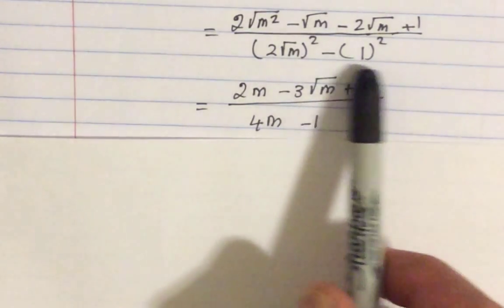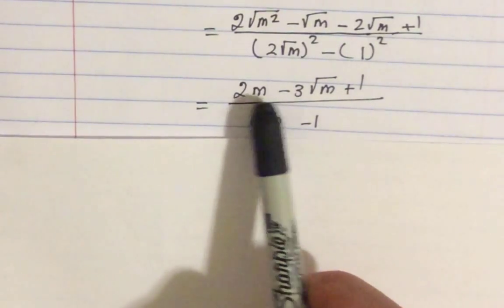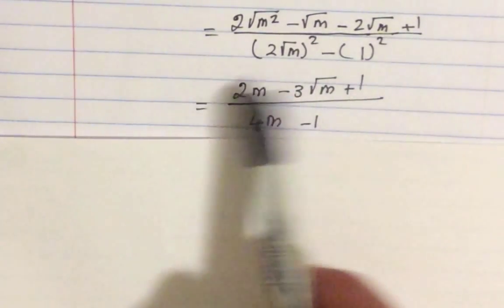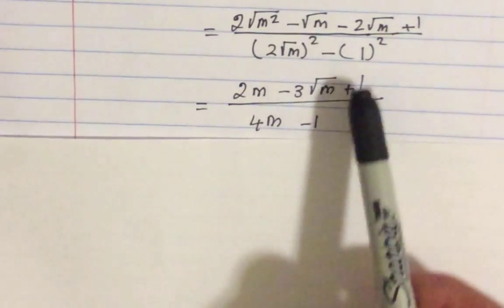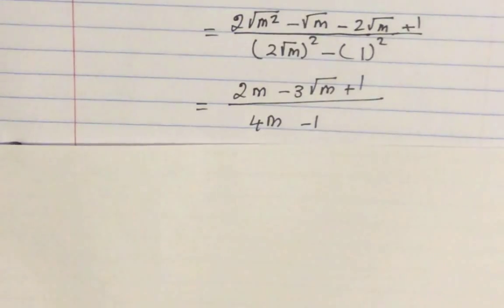Can anything be combined over here? I don't see like terms. This is regular m, and I don't see any other regular m. This radical, we don't have any other radical that looks the same. 1 is a constant number, so actually nothing could be done, and that's the end of the problem.